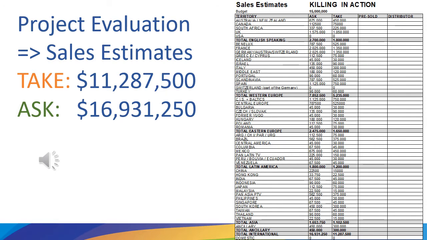In many cases, the pricing that is going to be achieved with the sale that's happening to these foreign distributors is somewhere between the take and the ask level. In our case here, we are establishing that our take pricing level will get us $11,287,500 in revenues from foreign distribution, and the ask level would get us $16,931,250.